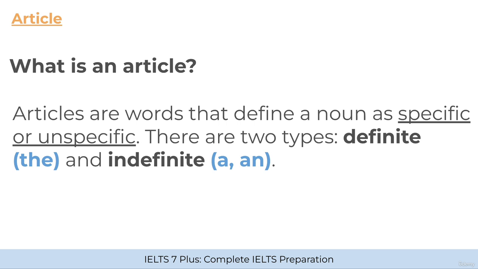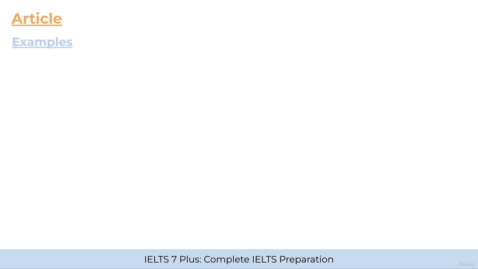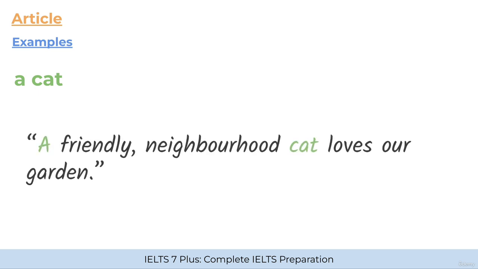That's just a small point there, a useful point. But there we go. So we've got 2 different categories. Let's see them in action here. So a cat, for example. And we can say something like, a friendly neighbourhood cat loves our garden.